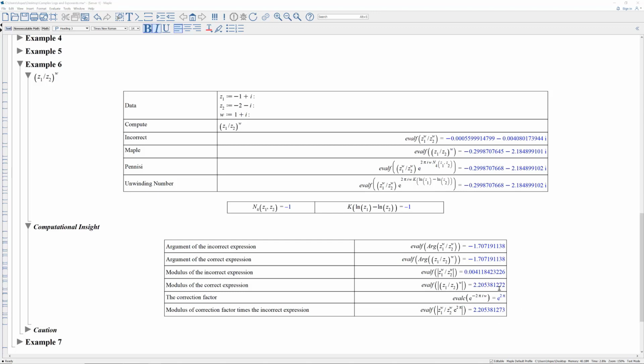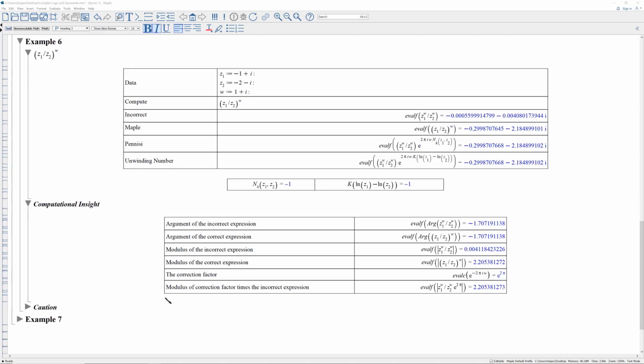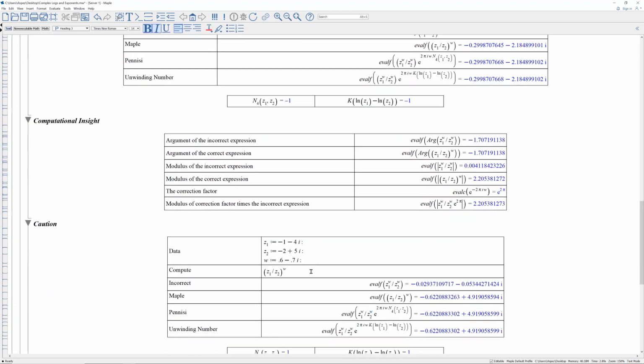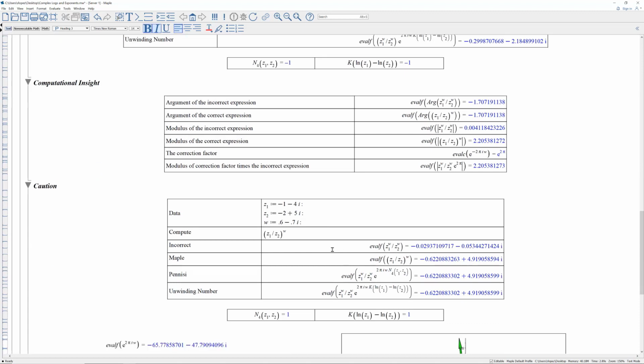So when I kept seeing this correction factor turn out to be something nice like e to the 2 pi or e to the minus 2 pi, I kept shaking my head saying, why is that happening? And then that's when I realized it was because of this w that I had picked. So pick a different w. Pick a w like 0.6 minus 0.7i and run through those numbers again. So this is what we're looking at.